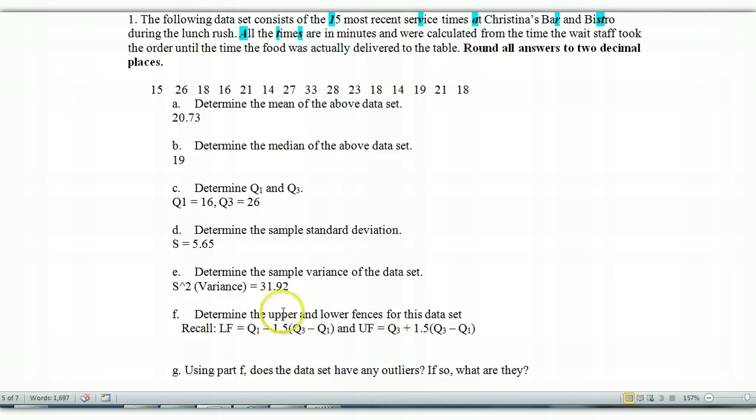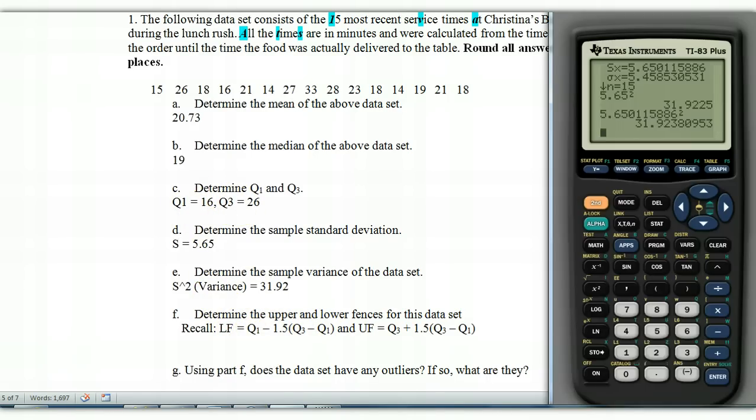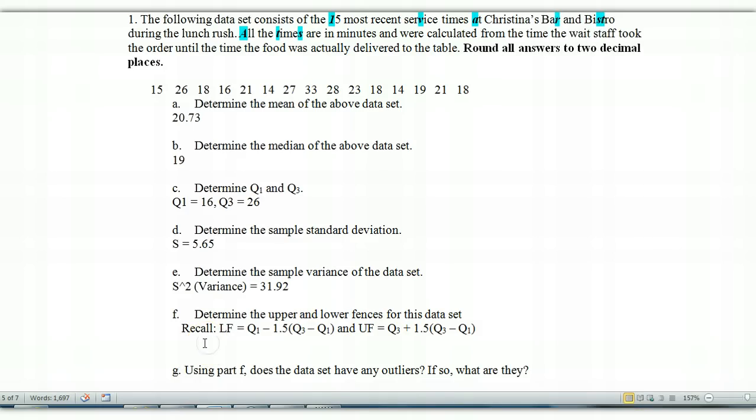Upper and lower fences for the data set. I give you the formula. You have Q1 and Q3 from part C, so all you need to do is plug those into the formula. Q1 was 16. So 16 minus 1.5, parentheses, Q3 minus Q1. Q3 is 26, Q1 was 16. Close the parentheses, hit enter. So your lower fence is equal to 1.